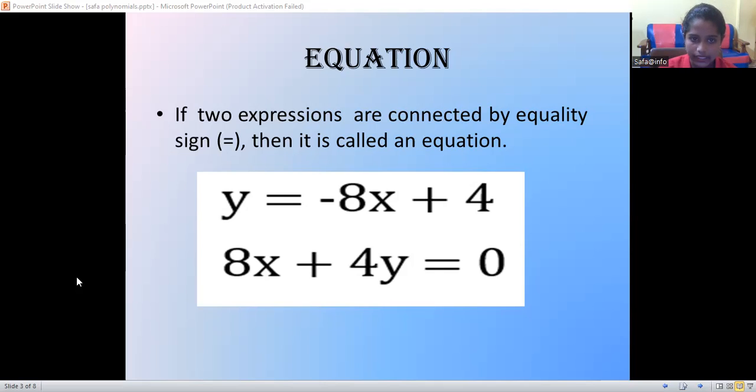And equation means, suppose we have two expressions. For example, 2y plus 8x plus 4y is equal to 0. In that we are taking two or three expressions, and they are connected by an equality symbol. It is having an equality symbol. That's why it is an equation. Suppose it doesn't have an equal symbol, then it is called an expression.